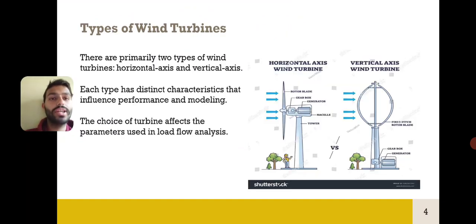There are primarily two types of wind turbine, horizontal axis and vertical axis wind turbines. Each type has distinct characteristics that influence performance and modeling. The choice of turbine affects the parameters used in load flow analysis. The choice of horizontal or vertical depends on the particular situation and performance requirements.